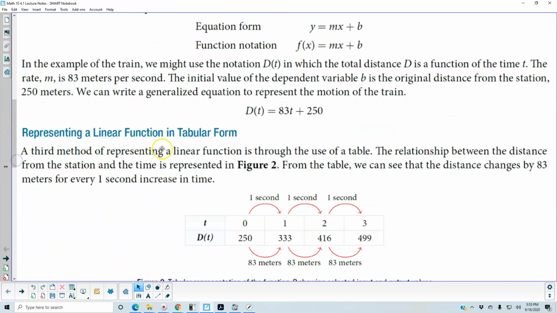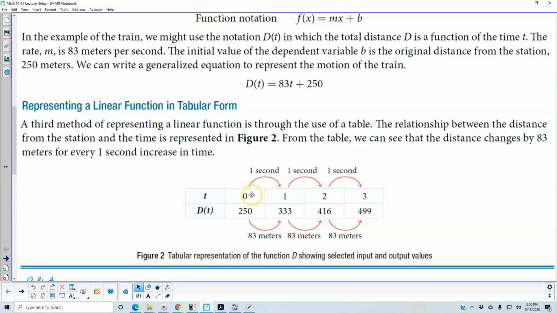Now we can also represent a linear function in tabular form. A third method of representing a linear function is through the use of a table. The relationship between the distance from the station and the time is represented in Figure 2. From the table, we can see that the distance changes by 83 meters for every 1 second increase in time. So for t, at 0 seconds, you add another second to get 1, add another second to get 2, add another second to get 3. And then the distance goes from 250 meters at 0 seconds, and then adding 83 at 1 second gives us 333. Adding another 83 meters with another second gives us 416, and then adding another 83 meters gives us 499.